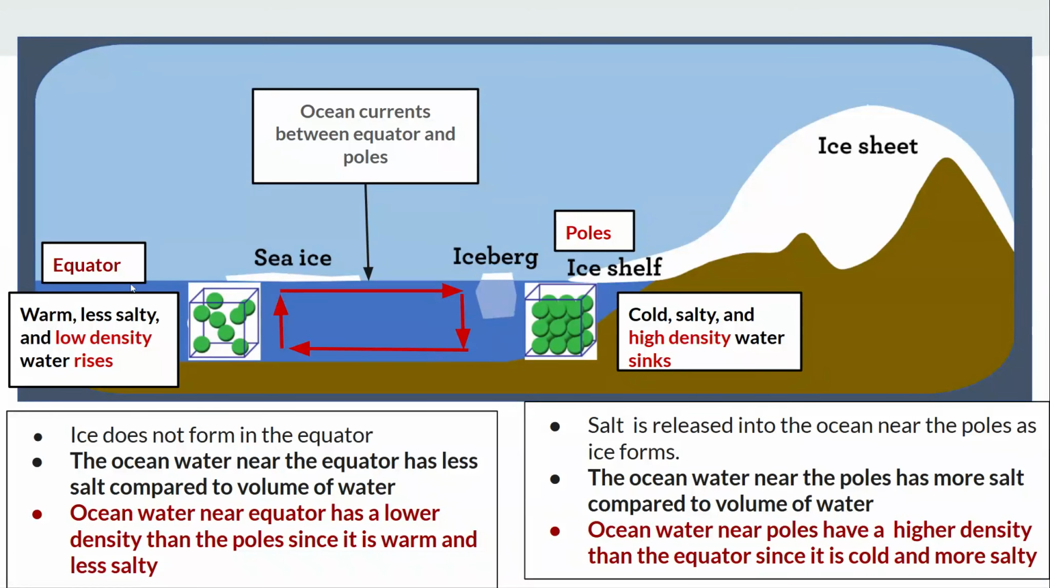But near the equator or near the tropics, it's really warm, and the water is less salty because we don't really form ice near the equator here. So we're not taking away water and leaving behind salt. It's less salty compared to the poles, and this makes the ocean water here lower density, and lower density water or objects tend to rise. And this is how the ocean currents normally move between the equator and poles. Near the equator or the tropics, the warm water rises, and cold, salty water near the poles sinks, and it creates these ocean currents that circulate the heat throughout the globe.